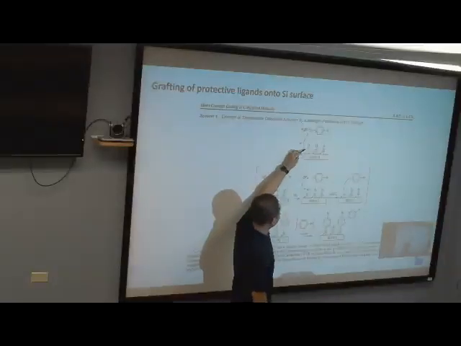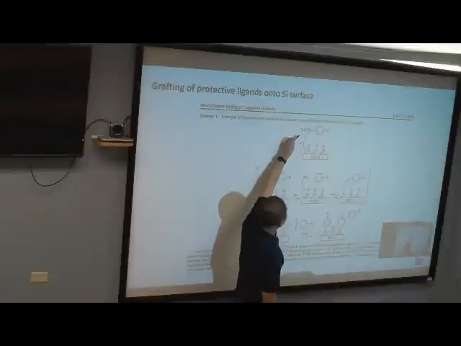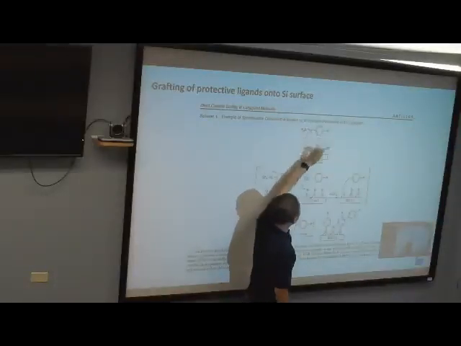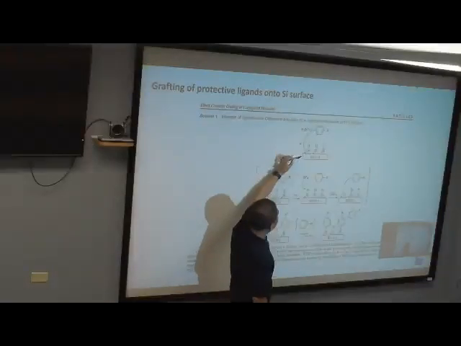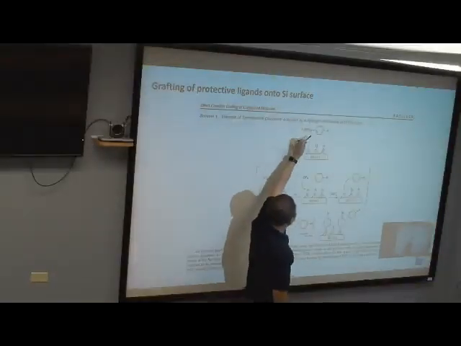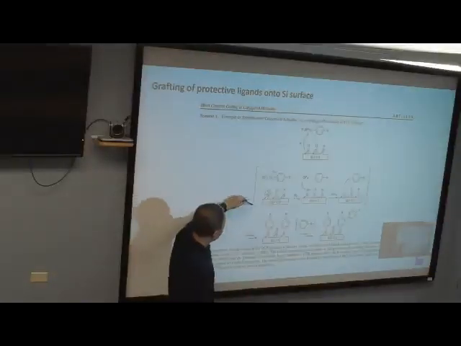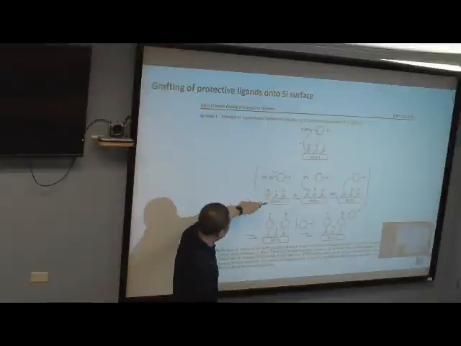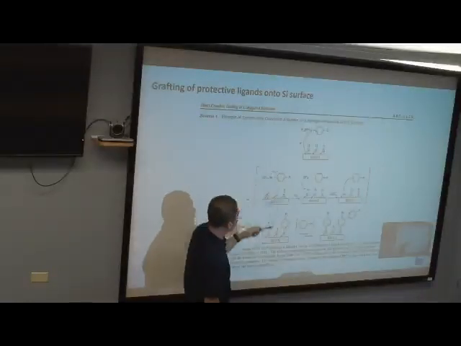This is a hydrogen passivated silicon surface, and this is a diazonium salt. This is the anion, this is the cation. Under some conditions, there will be electron transfer from the surface to the cation. Because of this electron transfer, we have a radical on the surface, and this cation will turn into a radical.